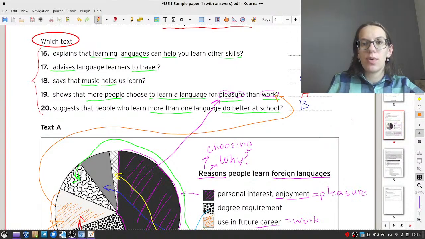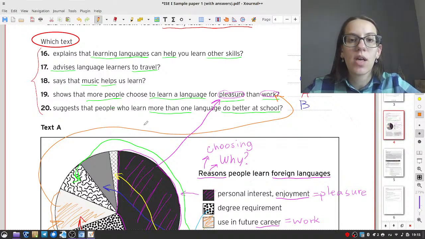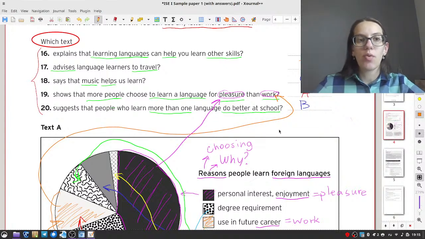And again, if we look at all the other ones, we need to make sure that we are correct. Does this text explain that learning languages can help you learn other skills? No. Music, nothing about music. More people learn a language for pleasure than work. There are no reasons, only advice what to do when you already want to learn a language. And does it suggest that people who learn more than one language do better at school? No. So this is it.